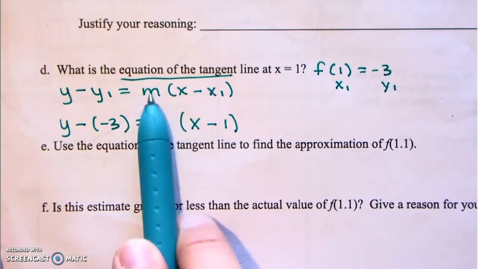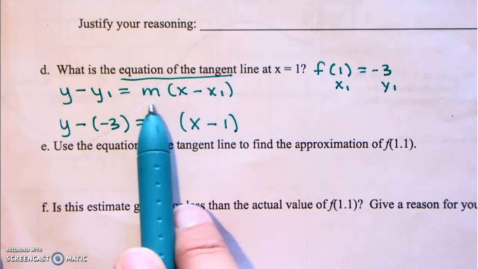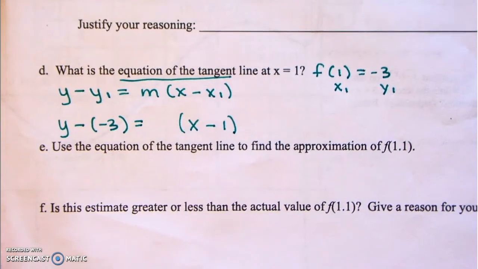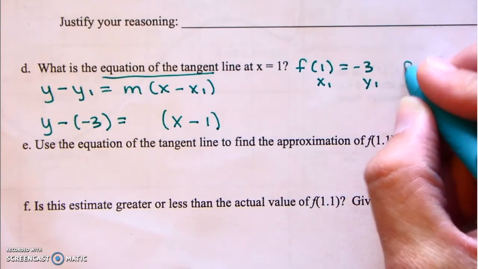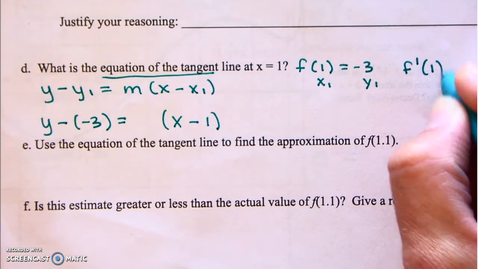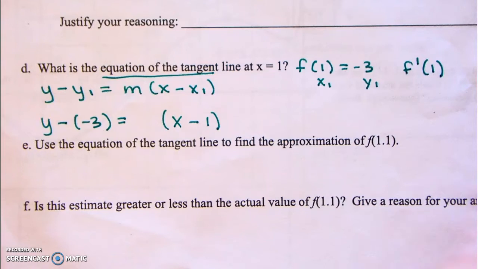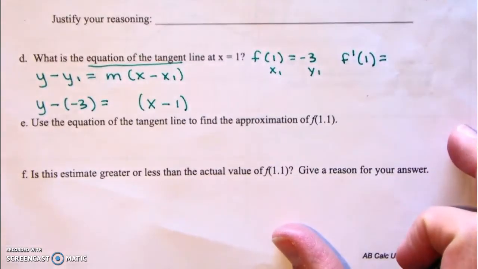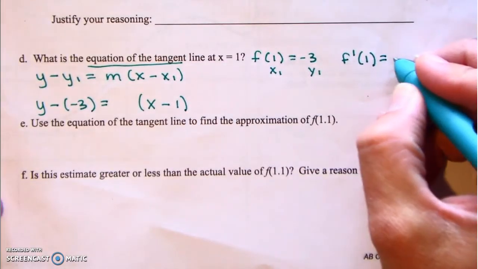m is the slope, and this is the tangent line. So the slope of the tangent line, what's the slope of the tangent line? The slope of the tangent line is f prime of 1. Okay, do we have f prime? Yes, we do. F prime is the derivative. It's given in the question, so we're going to plug in 1 into the derivative.